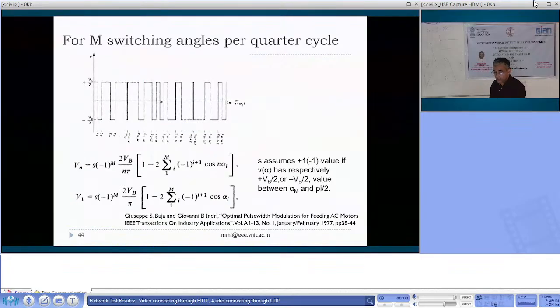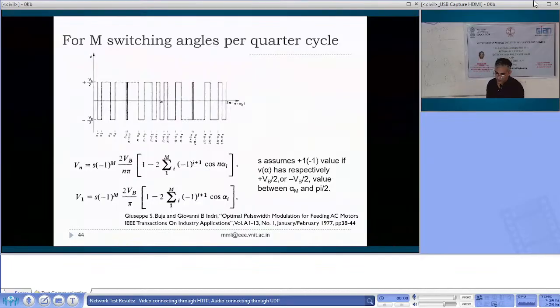Then you have n number of switching, m number of switching. Like we have seen 1 angle switching, 2 angle switching, and this is a generalized equation. So let's say you have 3 angles. You can control the 1 fundamental and reduce the 2 harmonics. Likewise, you have m number of switching, so you can control the fundamental, and m minus 1 harmonics you can eliminate.